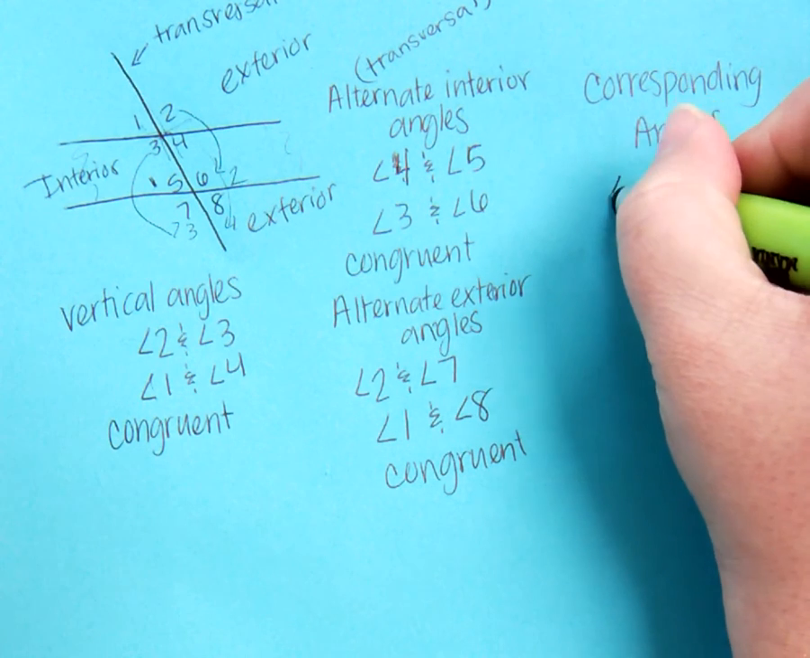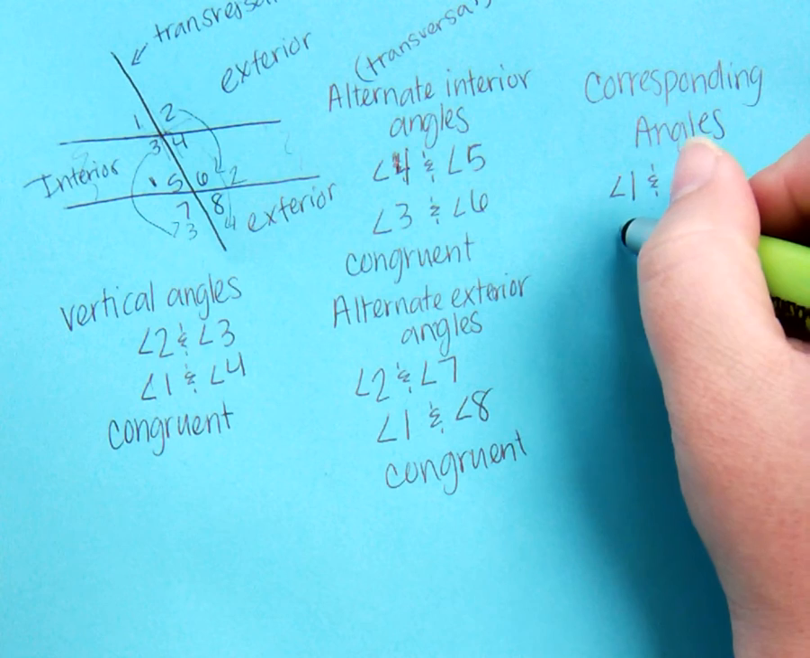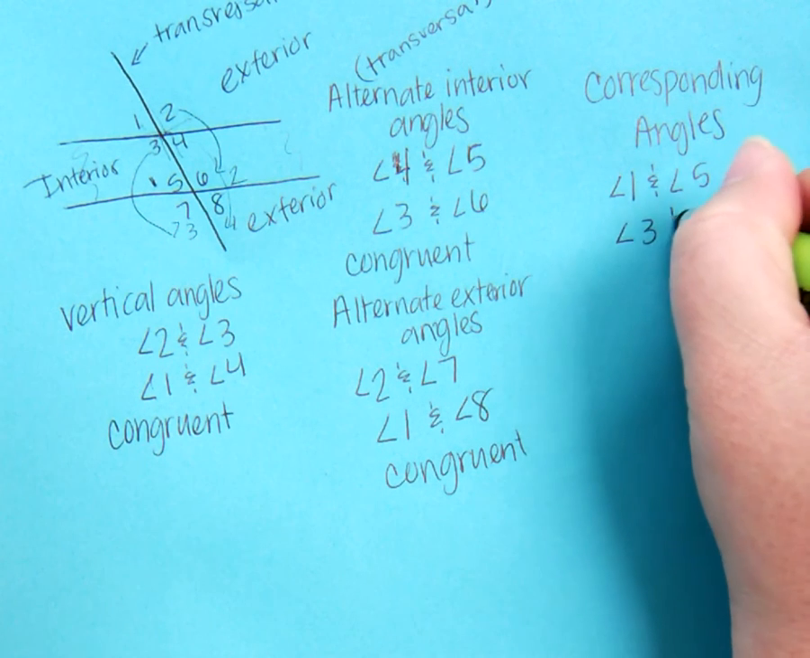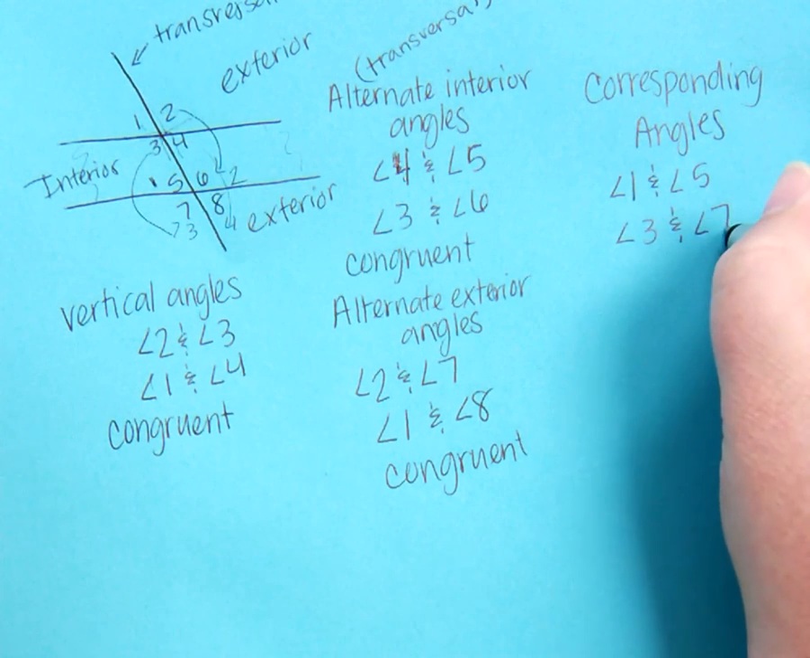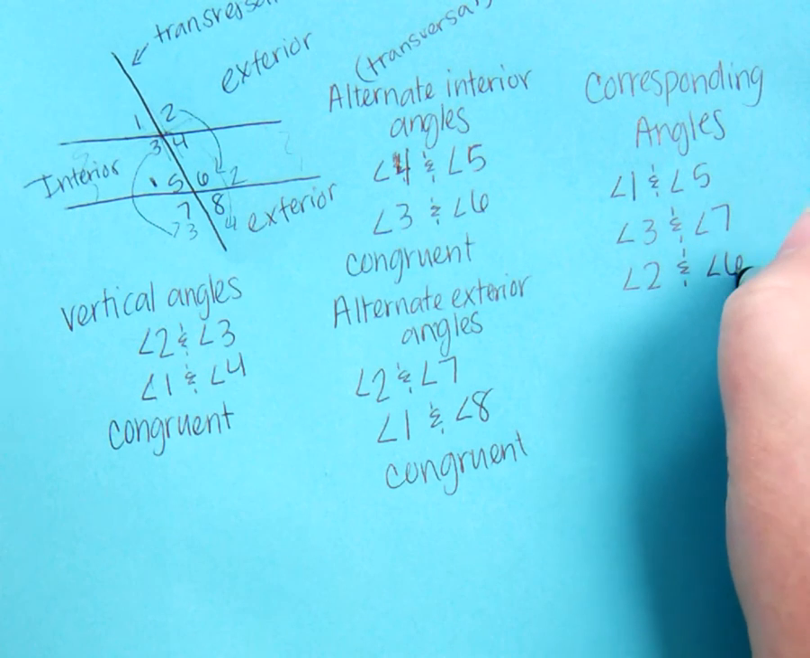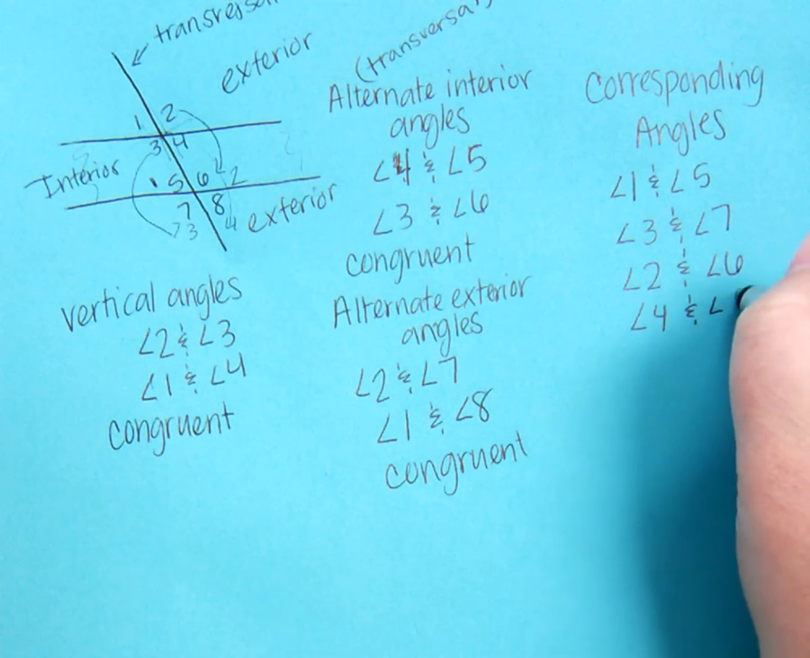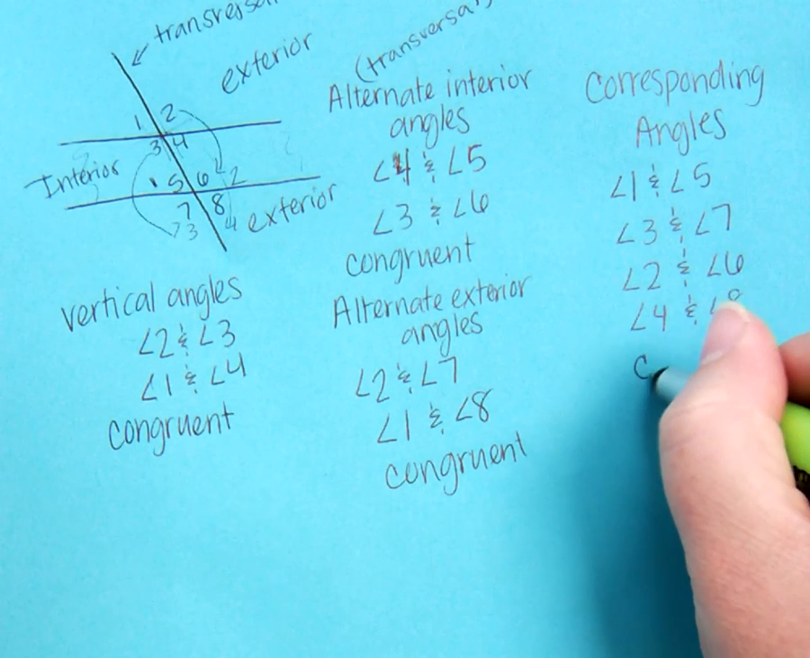So that means that angle 1 corresponds to angle 5, angle 3 corresponds to angle 7, angle 2 corresponds to angle 6, and angle 4 corresponds to angle 8. And again, these are congruent.